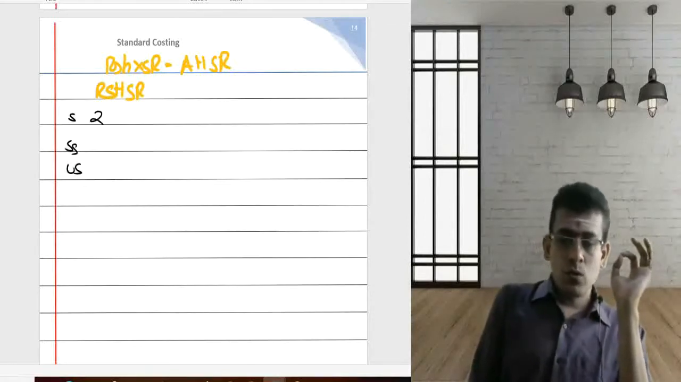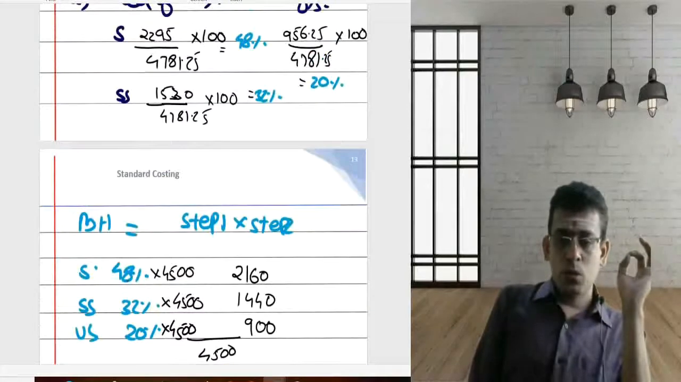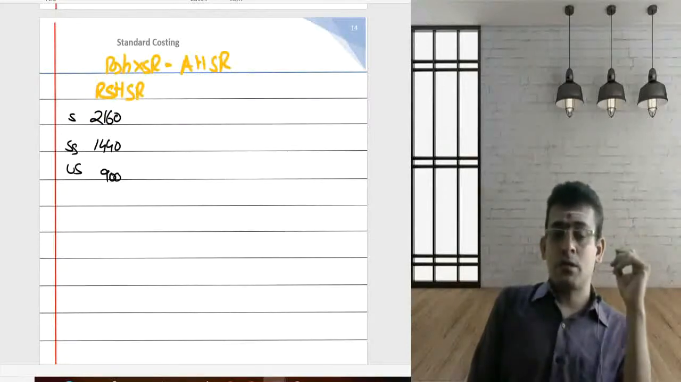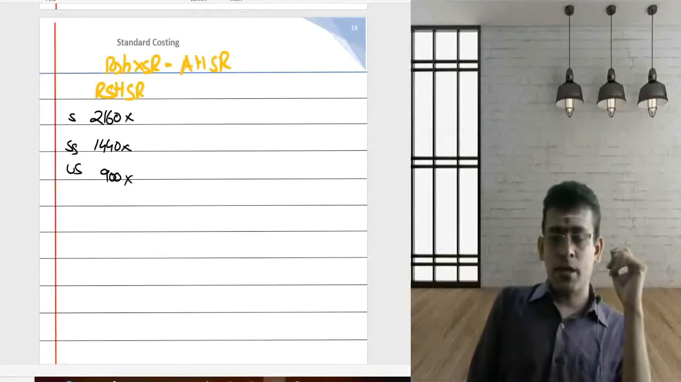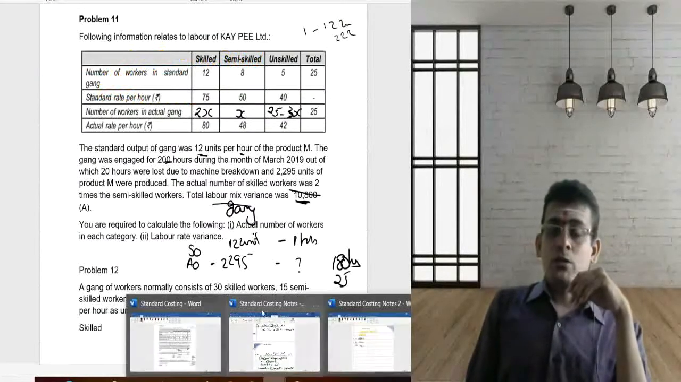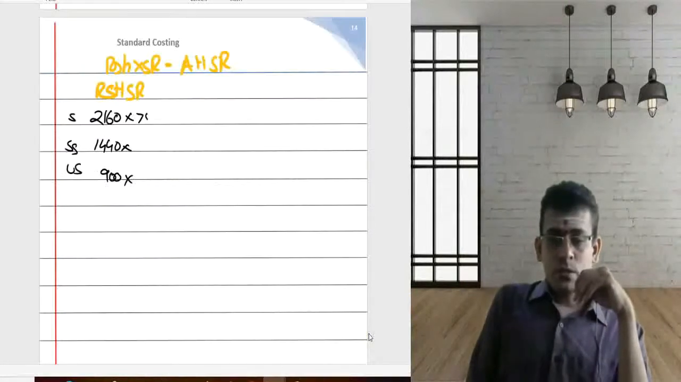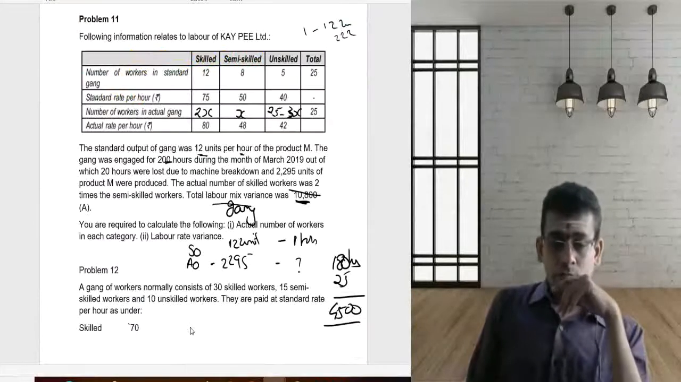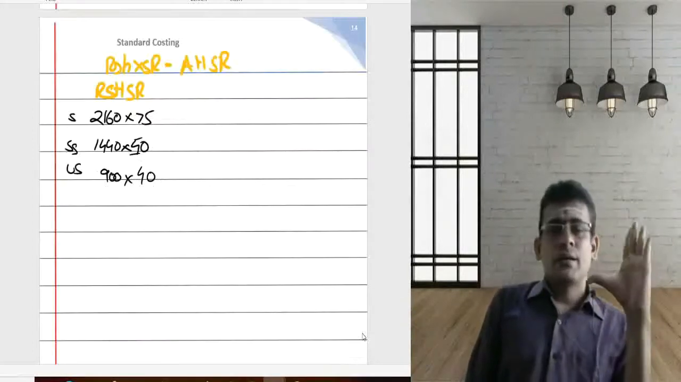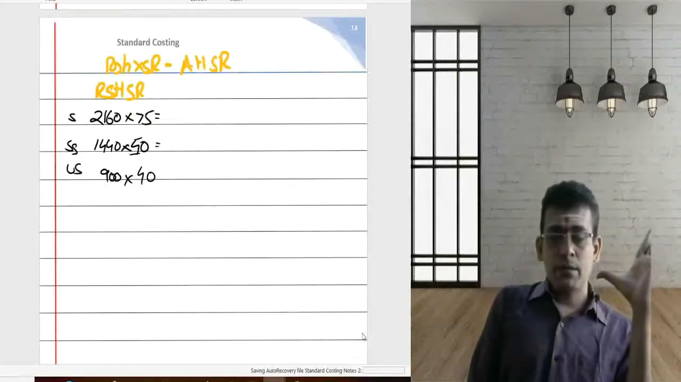Let us see, what is your 2160, 2160, 1440? That's your RSH into standard rate. What is your standard rate? 75, 50, and 40. So now let us come quickly here. Into 75, into 40, into 50, into 40. Right? Into 50, into 40. So that's what is called my standard. Now you quickly multiply this and obtain the value.